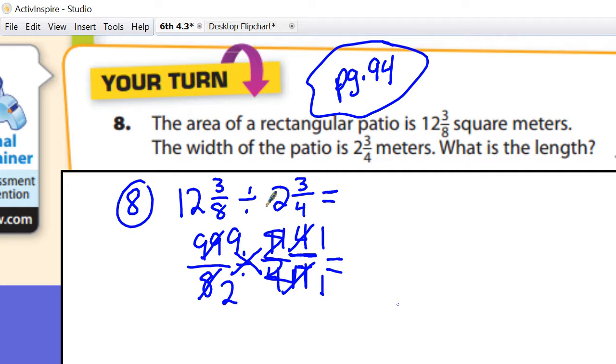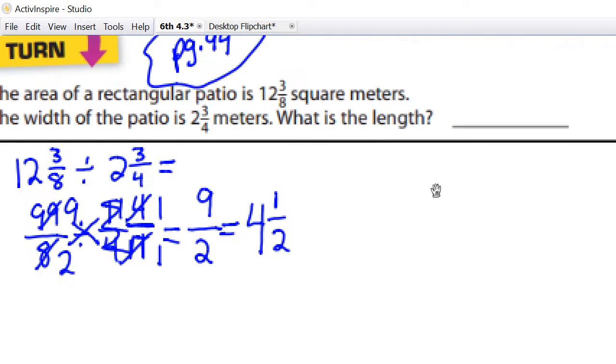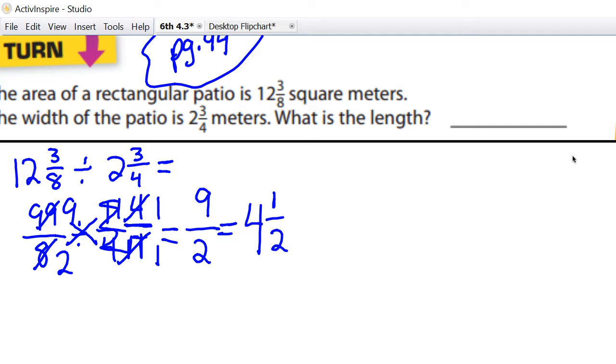Now I have 9 times 1 over 2 times 1. That's 9 over 2. 2 goes into 9 4 whole times with 1 left over. You get 4.5. The answer to the question, what is the length, is 4 1/2, and the unit in this case is meters.